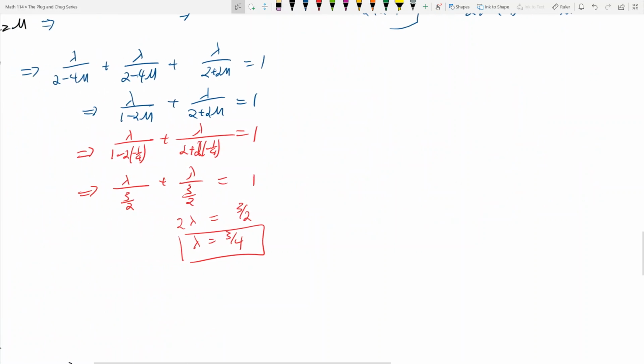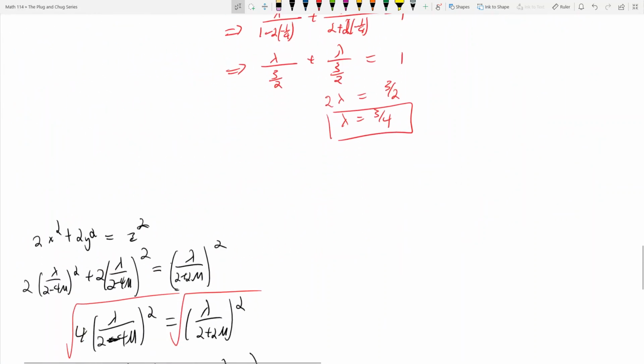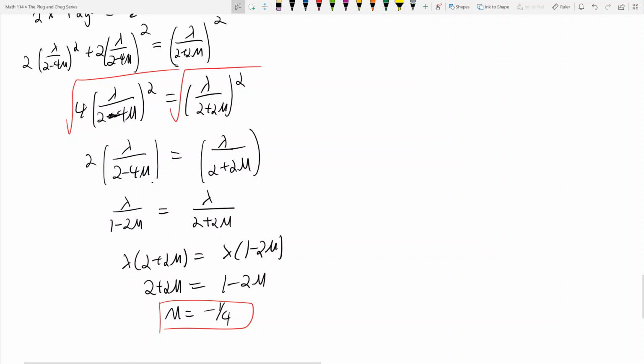So I got myself a critical point. And I actually made a mistake down here. What's the mistake? What's the mistake down here?